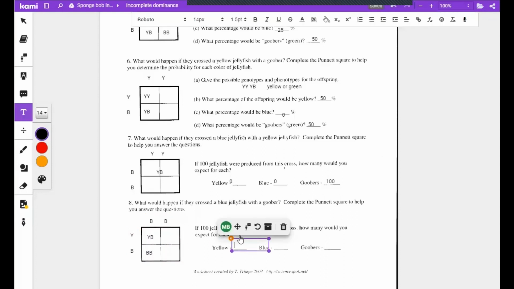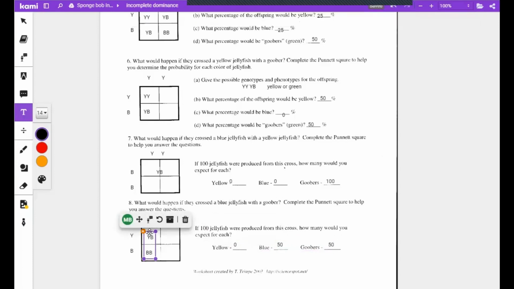So if I have 100 of them, I'm going to have 0 yellow. I'm going to have 50 blue, and finally, 50% goobers. There's only 1/2. There's no darn yellow here.